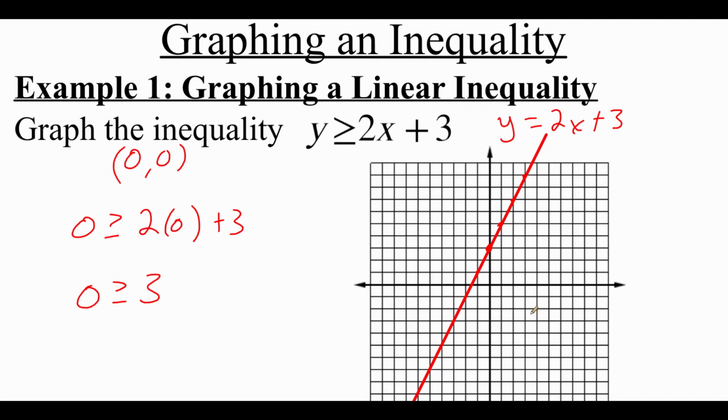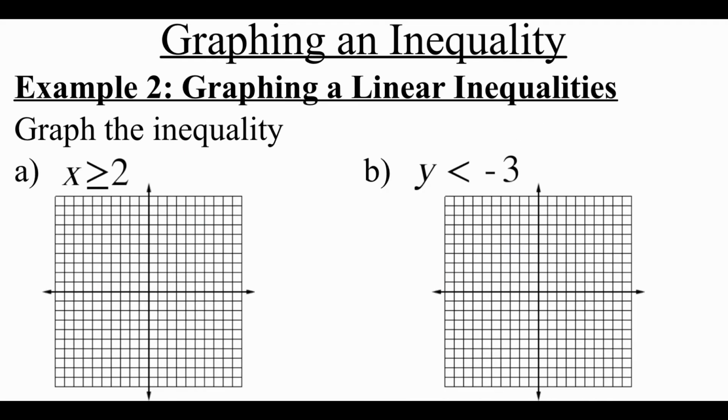It didn't work, so that means I need to shade on the opposite side of this boundary line. So I need to shade above this red solid line that we just drew in. So that whole region above this red line, and including the red line, because we've got that equals to portion with our inequality, those are all solutions to this inequality. So that's the graph of our inequality.